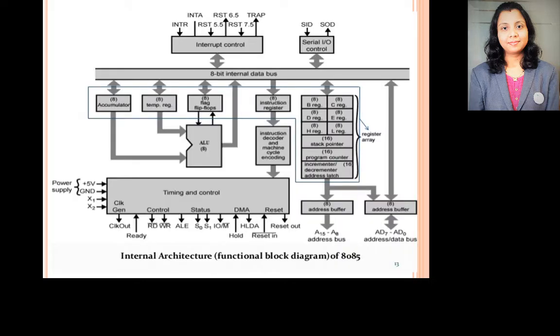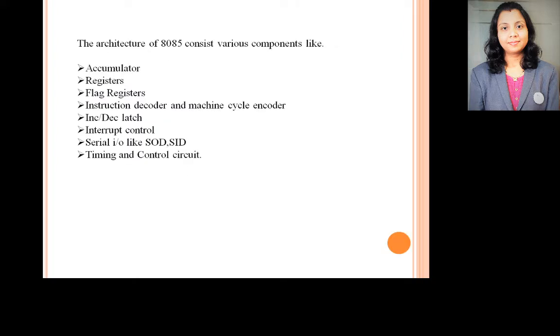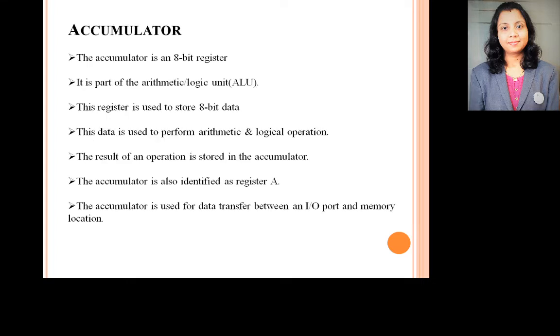Here you can see the internal architecture or the functional block diagram of 8085. The architecture of 8085 consists of various components like accumulator, registers, flag registers, instruction decoder and machine cycle encoder, incrementer decrementer latch, interrupt control, serial IO, that is SOD SID, timing and control circuit.